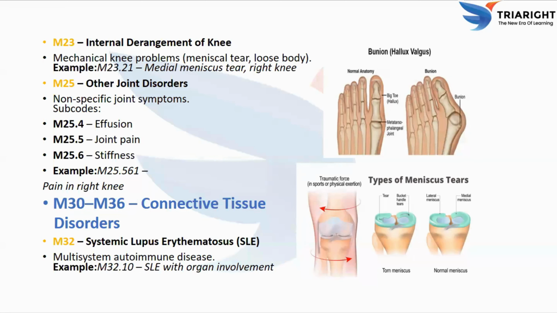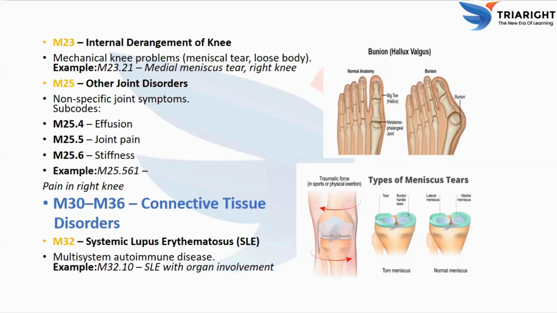So what do you mean by the internal derangement of knee? This term describes the mechanical problems inside the knee joint, usually involving the meniscus or loose fragments inside the joint. So what do the common internal derangements include? It includes meniscal tear, loose body in the joint, and ligament injuries contributing to the instability.